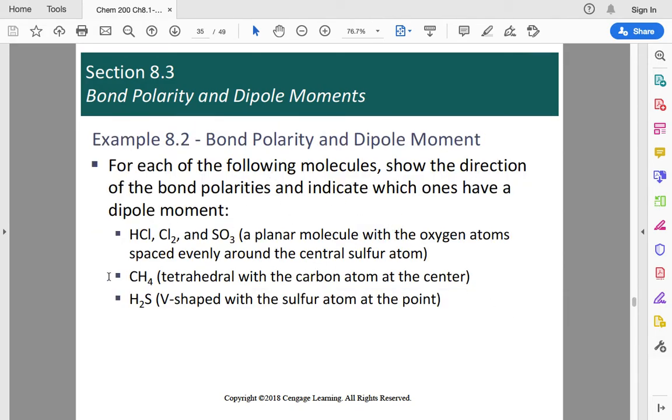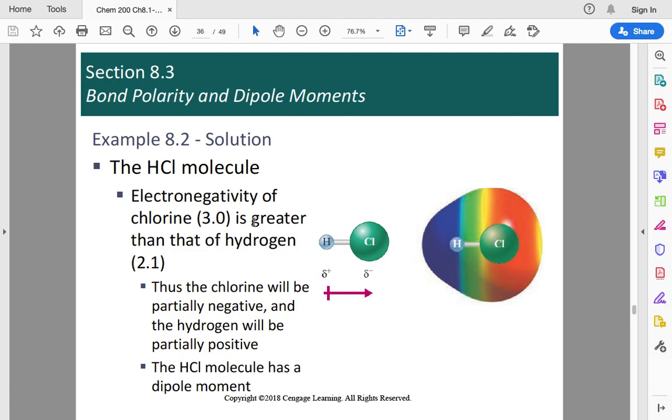So for each of the following molecules, I want you to go through and figure out the direction of the bond polarities and then indicate which ones have a dipole moment. So when we say dipole moment, we're talking about whether the overall molecule is polar. So here's HCl. HCl, we know that the H would be slightly positive, Cl is slightly negative. We could also draw it with our polarity arrow. We could cut this down the center, right? This is not symmetrical, so I could cut it down the center and have a side that's slightly positive and slightly negative. So this molecule is polar. It has a dipole moment.